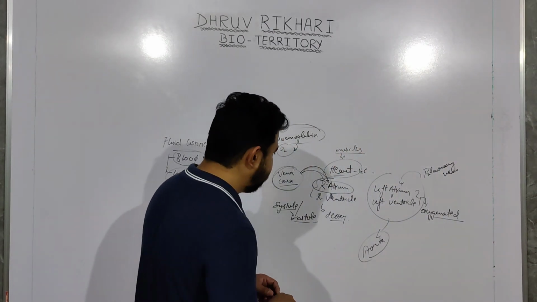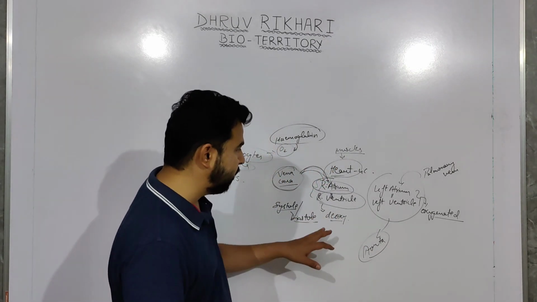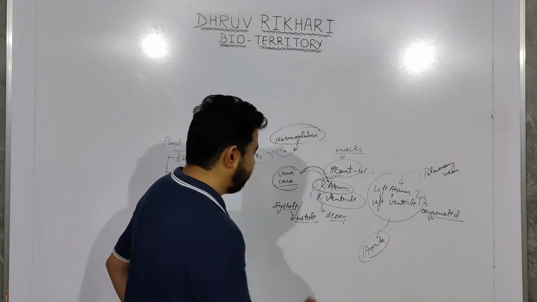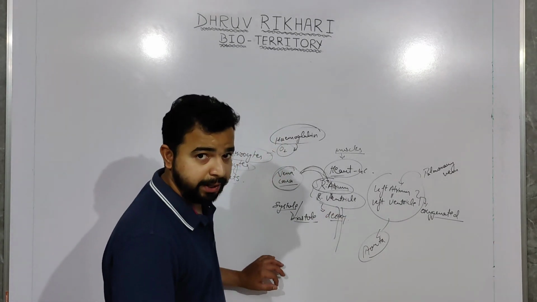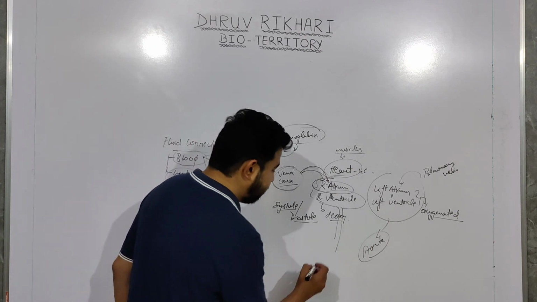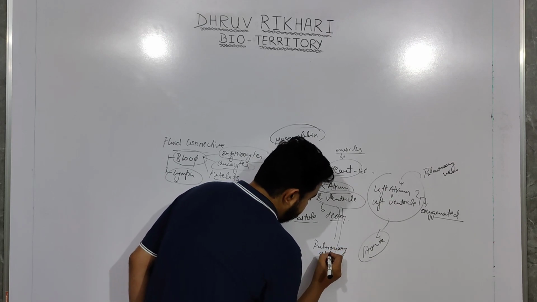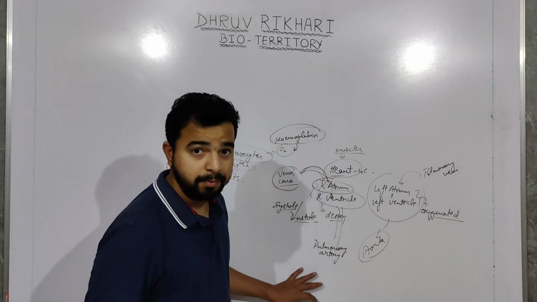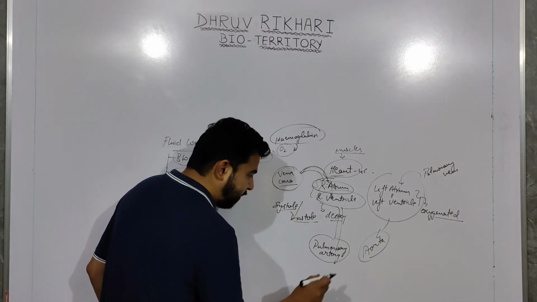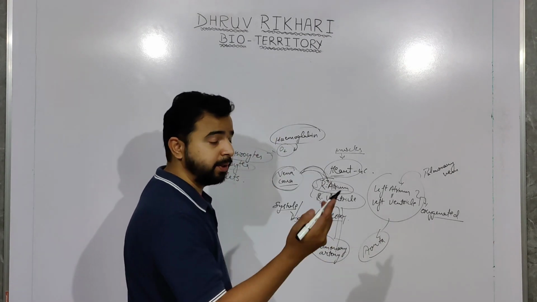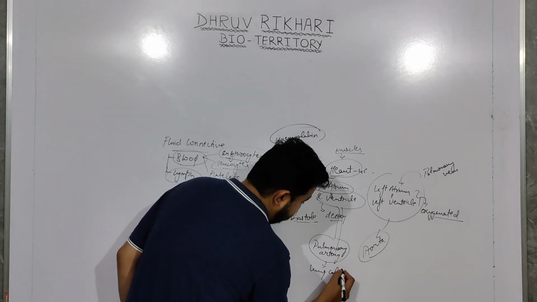And here what will happen? From this right ventricle, the blood will get passed into the pulmonary artery. The pulmonary artery carries blood which is in impure form, and this pulmonary artery will transfer the deoxygenated blood into the lung capillaries.